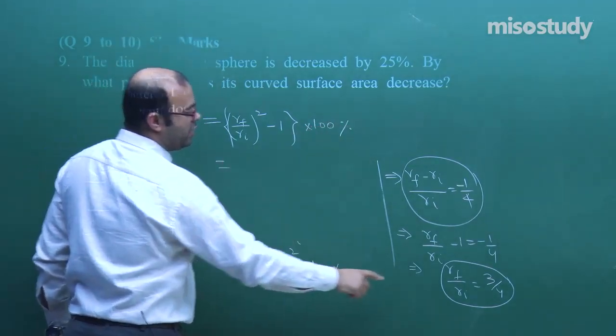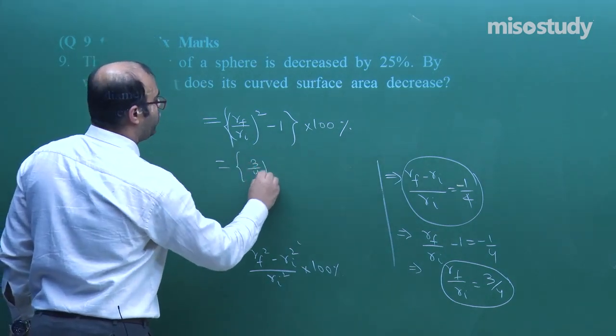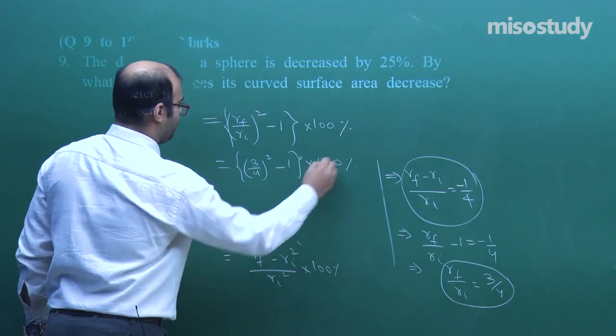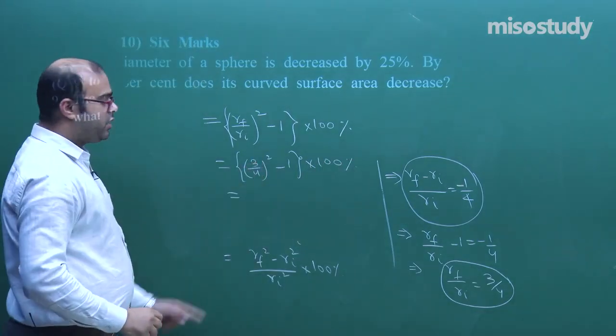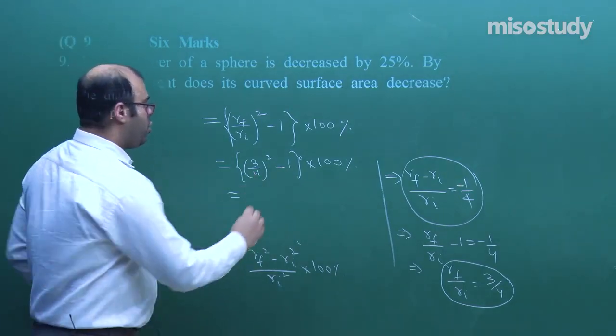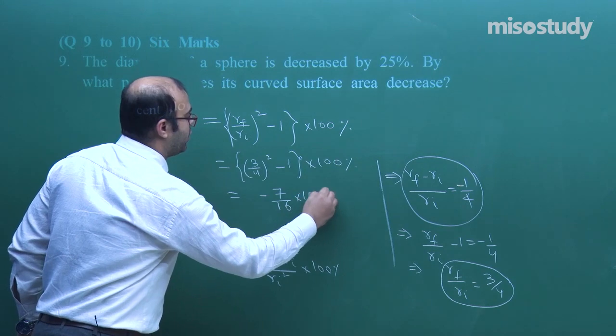Now can you say what is rf by ri? That is 3 by 4. So this will be (3 by 4) whole square minus 1, into 100%. So 3 by 4 squared is 9 by 16. 9 minus 16 is going to be minus 7. So minus 7 by 16 into 100%.